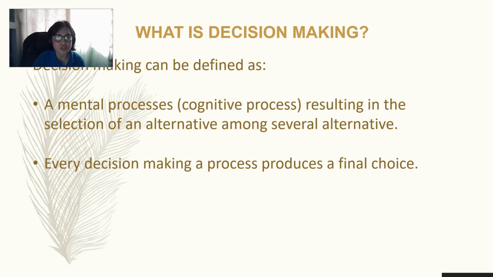What is decision making? Decision making can be defined as the mental or cognitive process resulting in the selection of an alternative among several alternatives. As I was saying earlier, when it comes to decision tree analysis, it really involves alternatives. Meaning you have certain problems, and you choose between these alternatives, and then what are the chances of which alternative would give you a better result or a better output. Every decision making process produces a final choice.